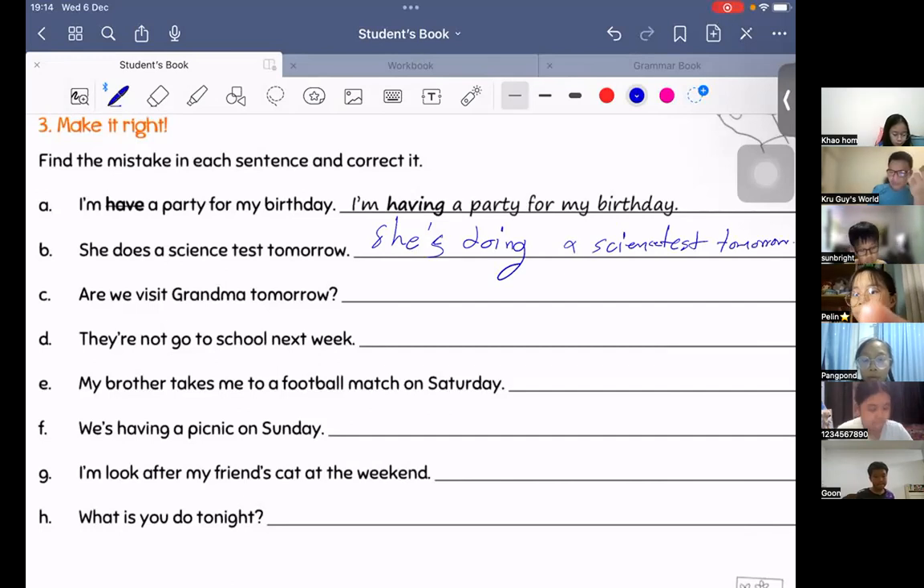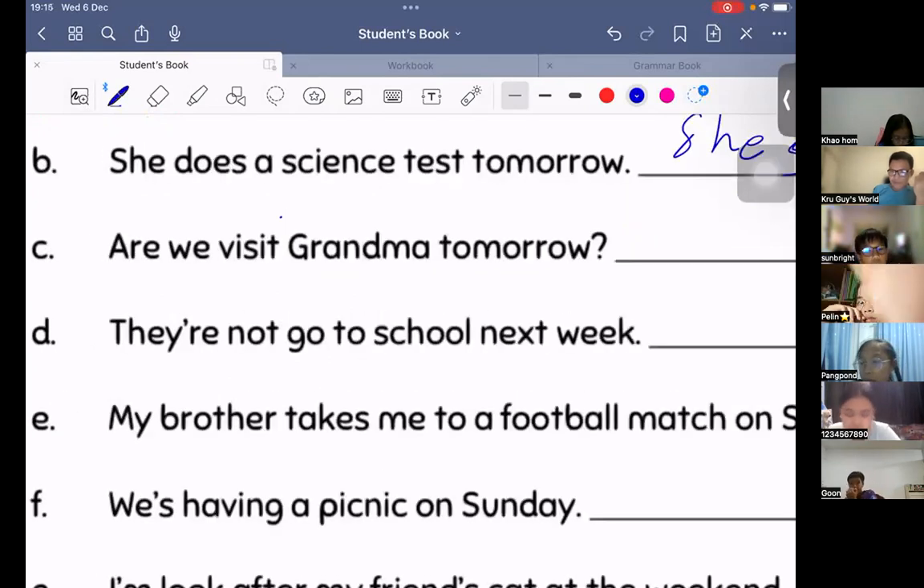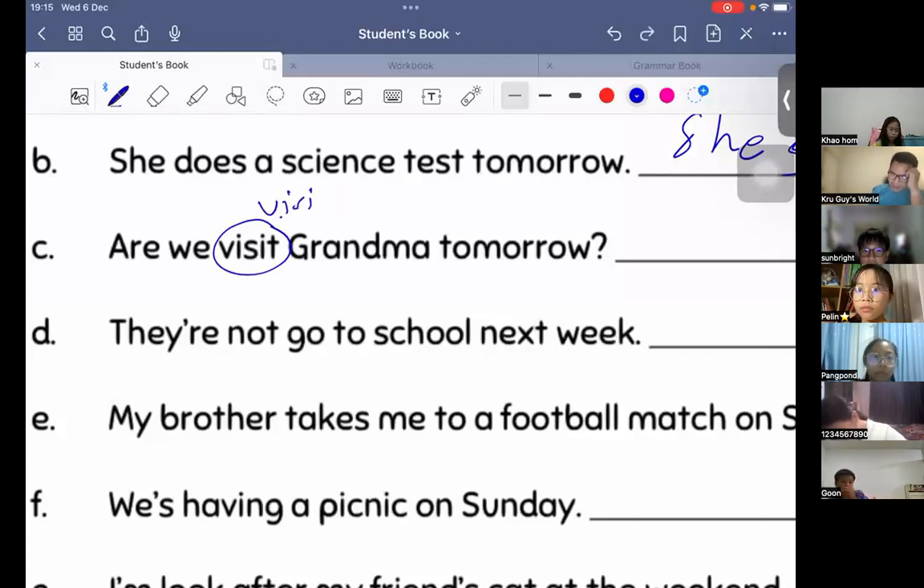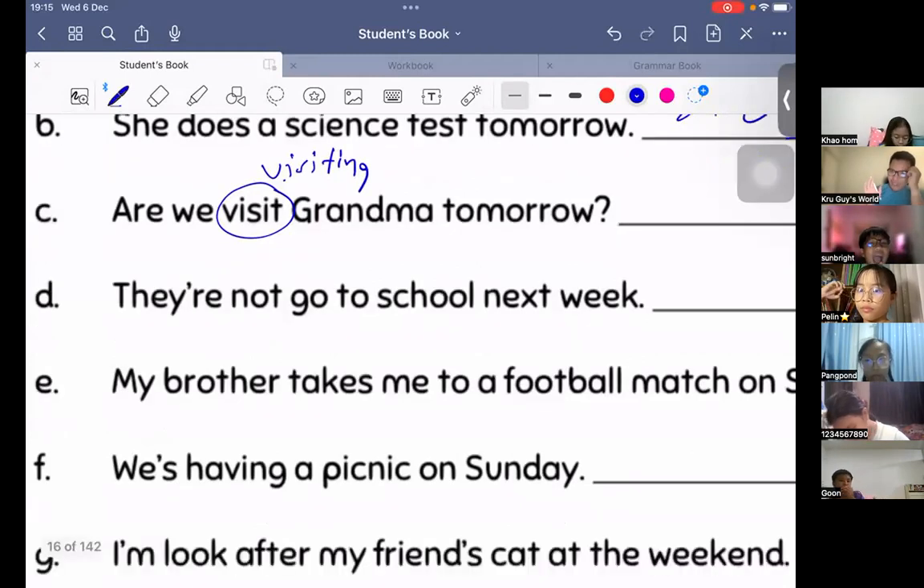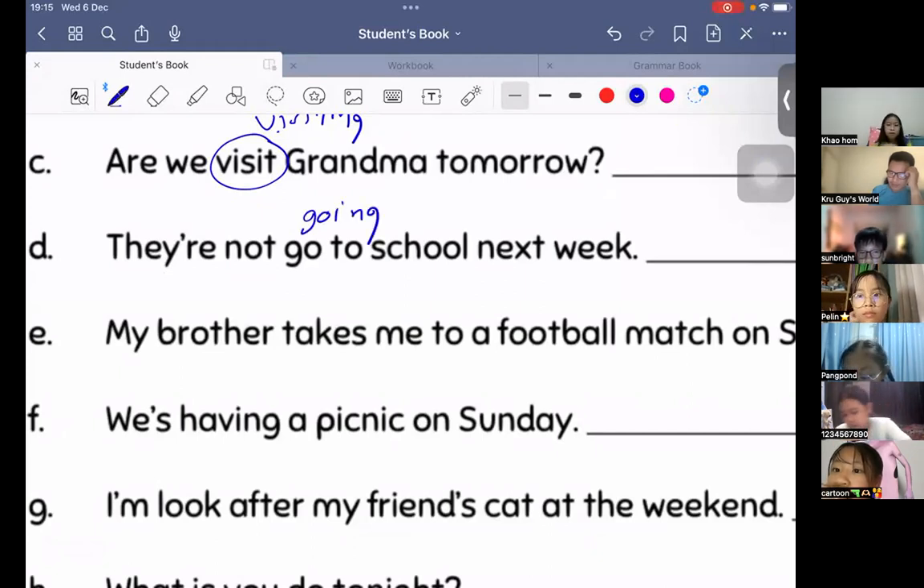Pompon. C, cat. Are we visiting grandma tomorrow? Good job, visiting. So this is not a grammar book or a workbook, okay? I will tell you if that one is the right one. Okay. Katun, look at the dog. They're not going to school next week. Good. Back to Kun.